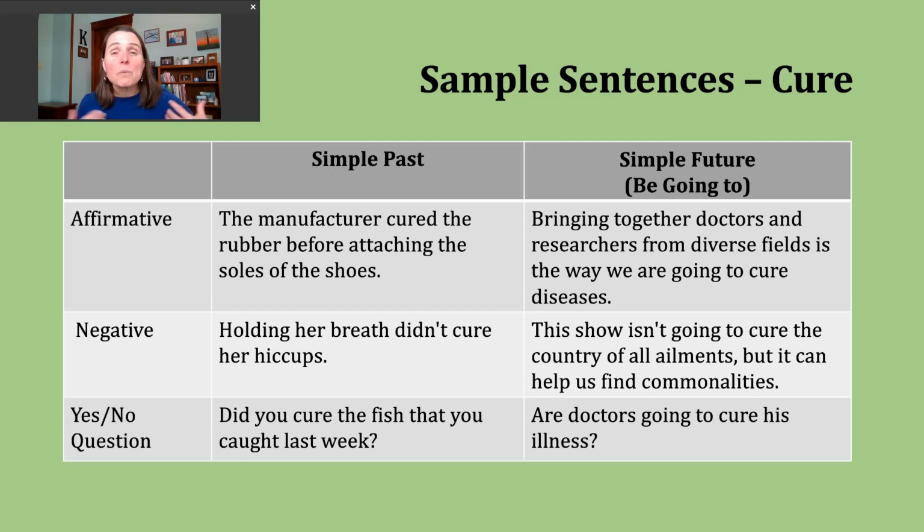Okay. Now, many times we use this be going to talk about our plans. You might hear it with predictions as well. Let's take a look at an affirmative example. Bringing together doctors and researchers from diverse fields is the way we are going to cure diseases.